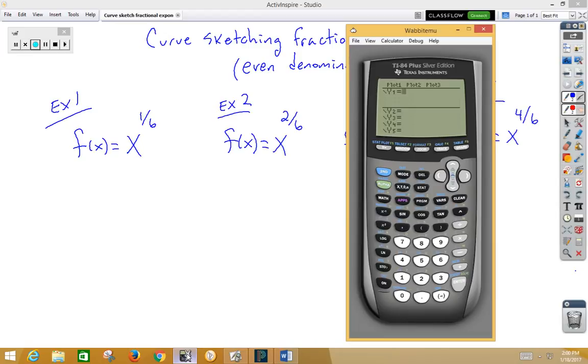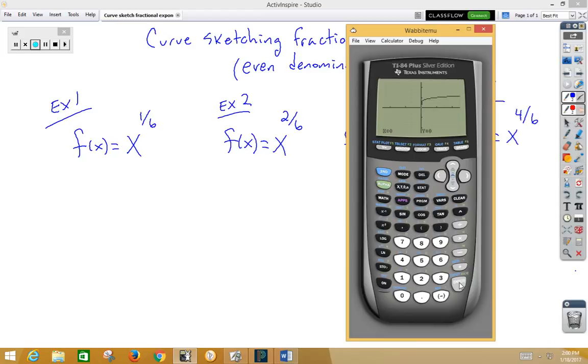So let's go ahead and type in x to the 1/6 power, and let's take a look at our graph to see what's going on. Now, it's kind of hard to see there. I might want to zoom in to take a better look at that. So if I zoom in to see what that looks like, we notice that it's curving.